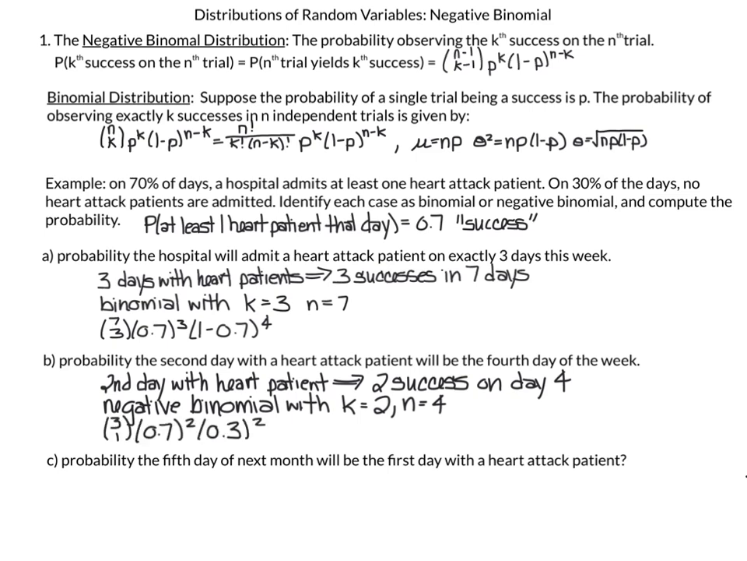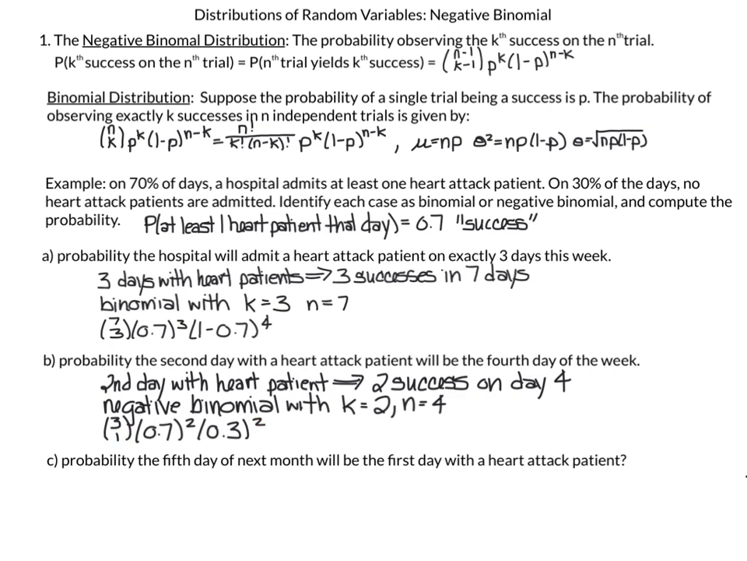So using our negative binomial, we're going to have n minus 1, which is 3, choose k minus 1, which is 2 minus 1, which is 1. We have our probability of success, 0.7, raised to the number of successes, which is 2. And then our probability of failure, which is 1 minus 0.7, which is 0.3, raised to the number of failures. So if we have 4 trials and only 2 successes, that means we had 2 failures. So this is the answer to part B.